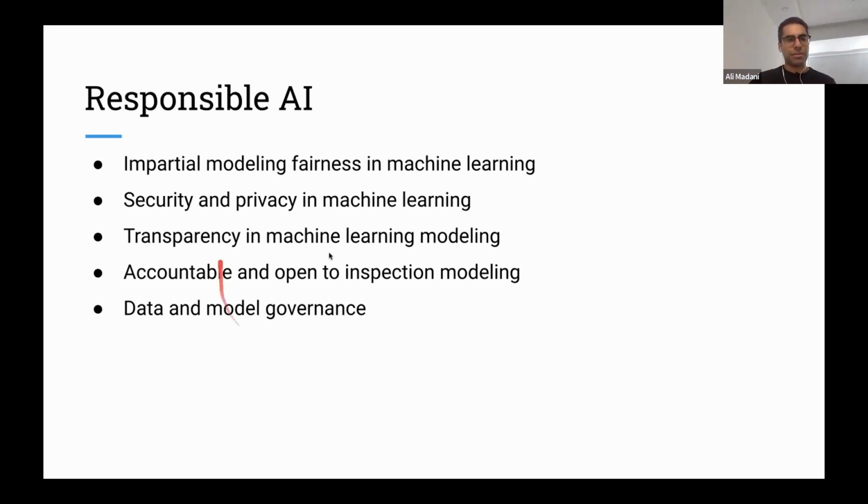And then we have transparency and accountable modeling and data model governance, which is another important topic. Usually, for example, if you're working in a company, this is something that a group is taking care of, but you're responsible to provide the information regarding the data you're using and how you're building your models for that team or that system that they set up to make sure the governance of your data and the models is taken care of properly.